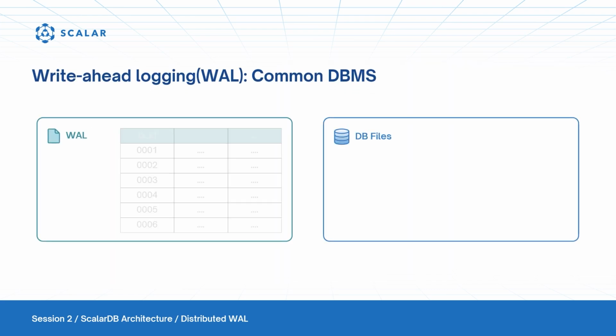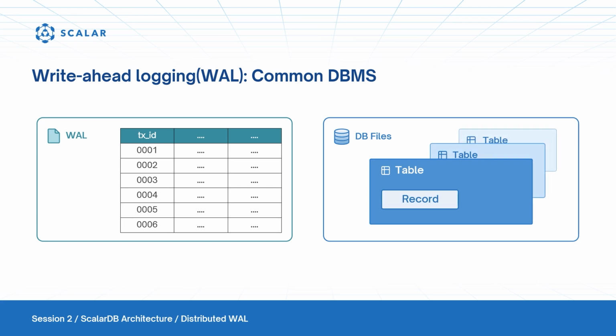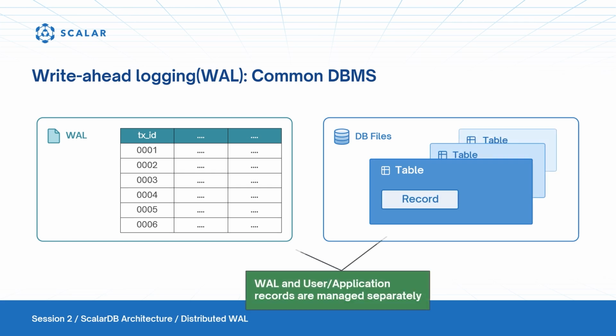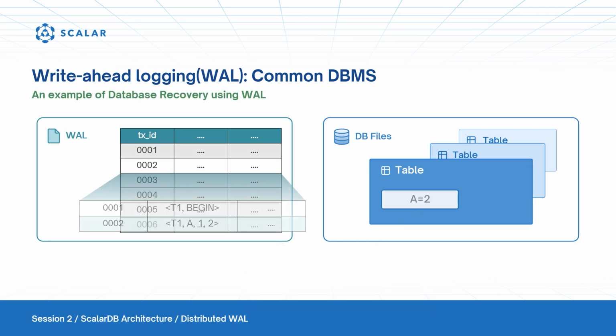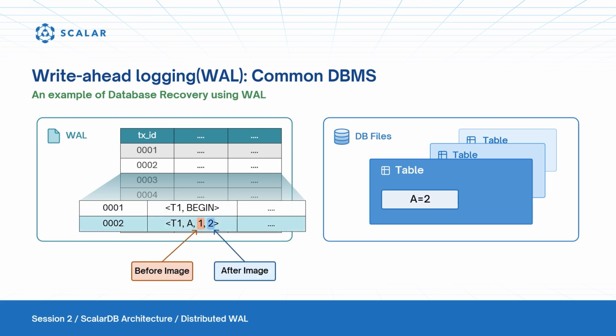After writing changes to the log, the changes are applied to the database file. Write-ahead logging is the key technology to achieve ACID transactions. In common databases, WAL records and user or application records are managed separately. WAL records have information of before image and after image. This information is used to recover from a database crash or similar situations.